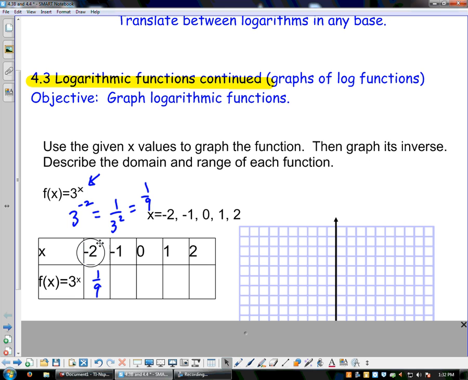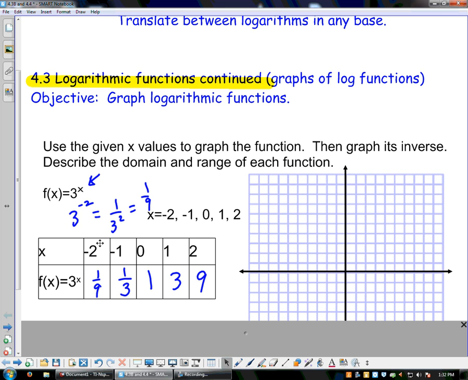If I plug in -1, I would get 1 over 3 to the positive 1. That's going to be 1/3. If I plug in 0, 3 to the 0 is equal to 1. If I plug in 1, I get 3 to the first is 3, and 3 to the second is 9. So if I'm going to graph those points, here's -2 at 1/9. -1 is just a smidge higher at 1/3. 0 is here at 1. 1 is at 3, and 2 is at 9. So it is rising very rapidly. Our graph is an exponential growth function, and it would look something like this.